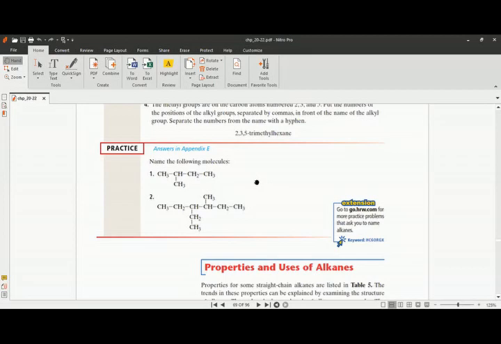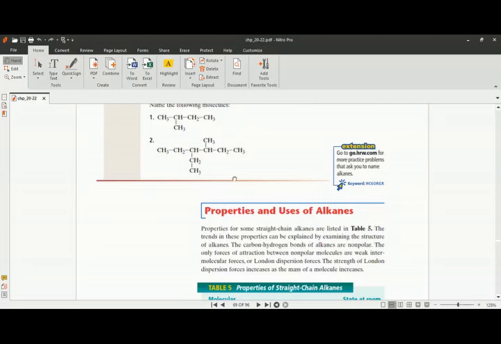When should I put the numbers? If you have more than one alkyl group, or more than one branch. Like the second example. Here, the longest chain that you have is 1, 2, 3, 4, 5, 6. Hexane.